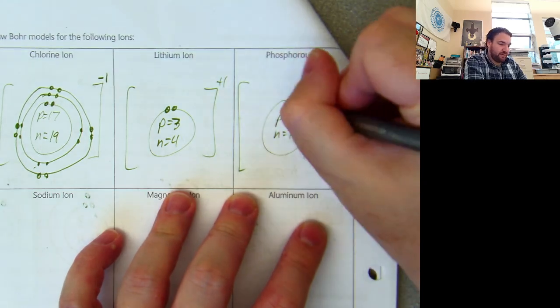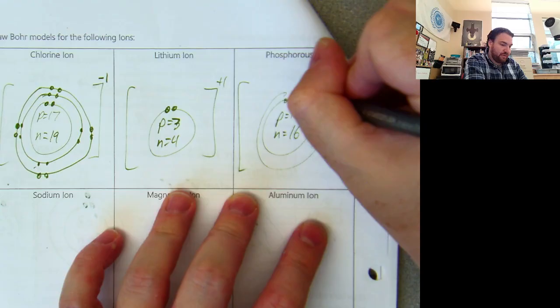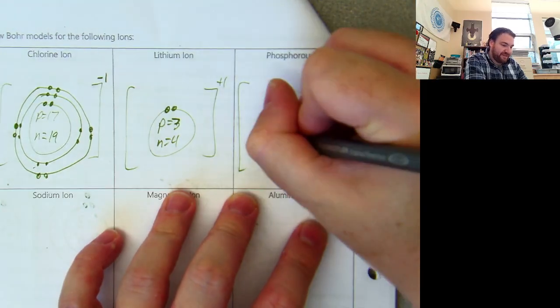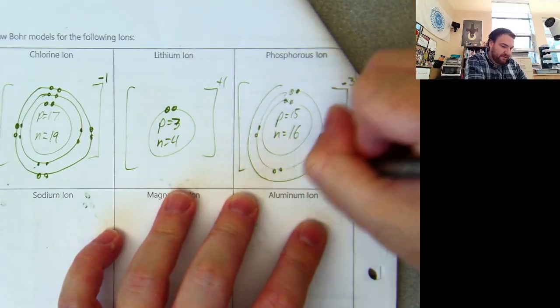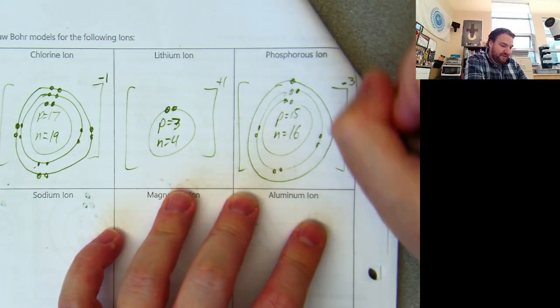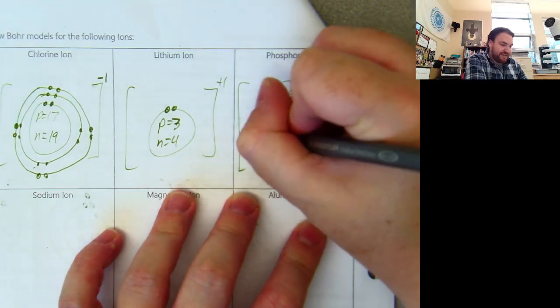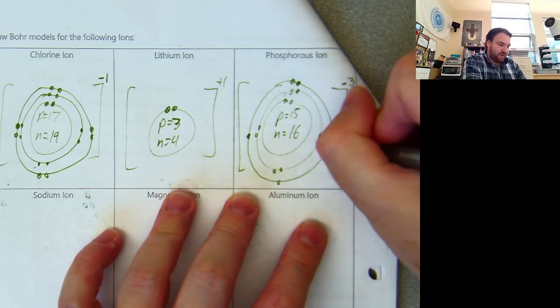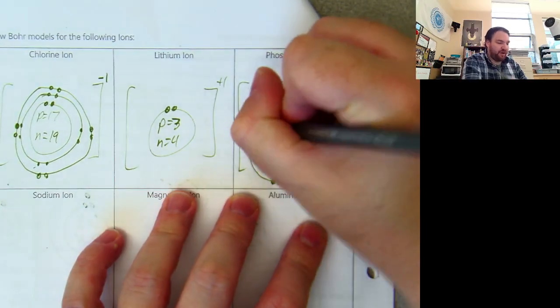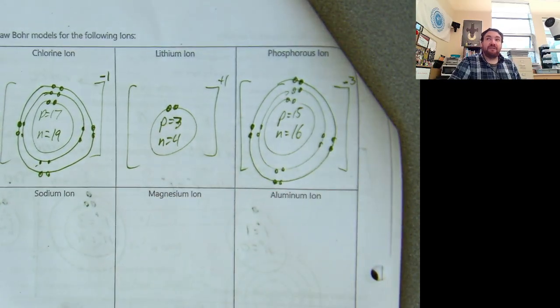So 1, 2, 3, 4, 5, 6, 7, 8, 9, 10. Another shell. 11, 12, 13, 14, 15. That's where we'd stop in the atom, but we don't have an atom. We've got an ion. So 1, 2, 3 more, and we're done.